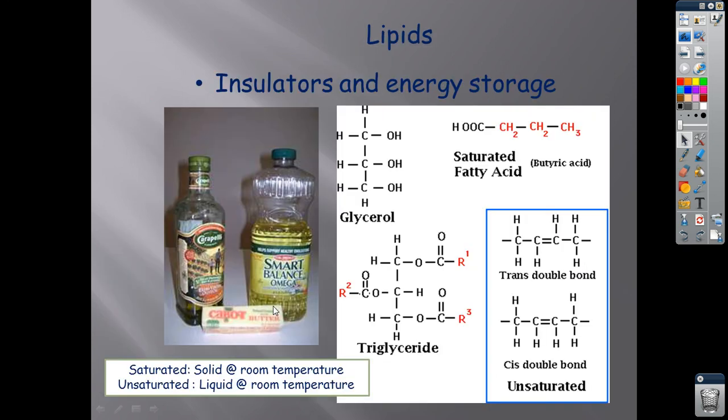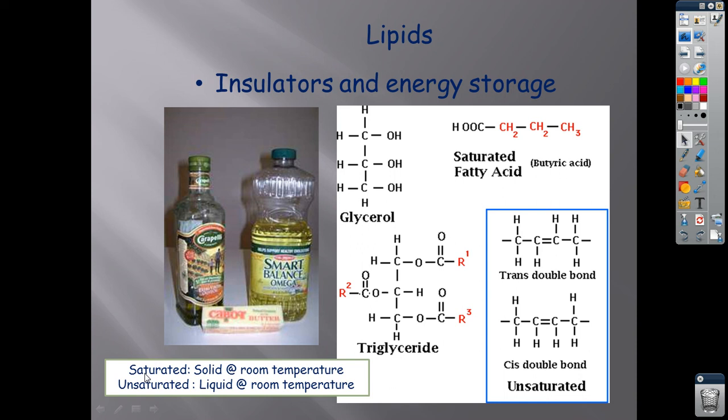Now we're talking about fatty acids. So what's a fatty acid? Sorry, not fatty acid, lipids. We're talking about lipids as a solid. So what's a lipid as a solid? Well, this stick of butter, for example, is an example of a lipid as a solid. Whereas this cooking oil, and this olive oil, for example, is an example of a lipid as a liquid. Now both of these are being kept right here at room temperature.